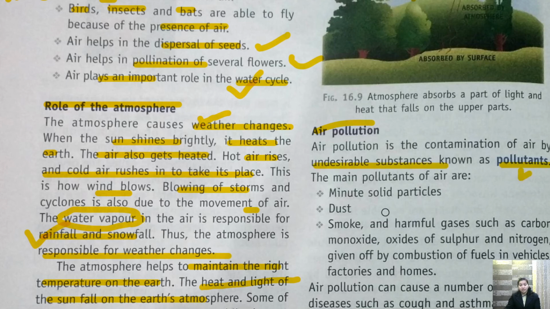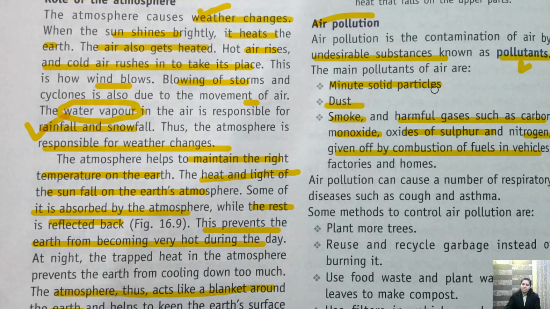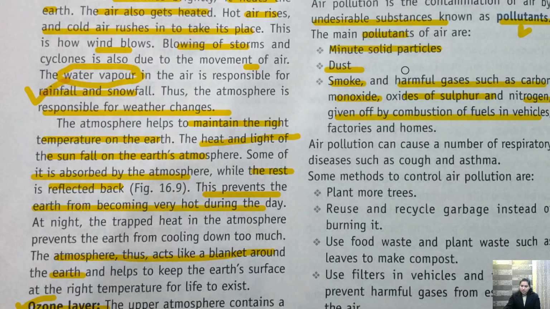So what can be undesirable substance? It can be minute solid particles, जैसे कि dust के particles हो गए या sand के particles हो गए. So they are not good. Dust, again, smoke, and harmful gases such as carbon monoxide, oxides of sulfur, nitrogen, given off by combustion of fuels. गाड़ियों से बहुत सारे harmful gases निकलते हैं. So all these are pollutants. ठीक है, तो जो substance pollution cause करते हैं उनको हम pollutant कहते हैं.